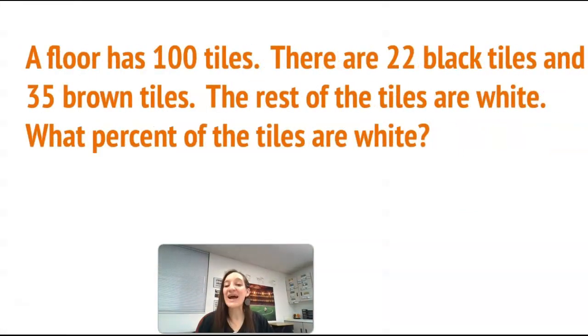All right, a floor has 100 tiles. There are 22 black tiles and 35 brown tiles. The rest of the tiles are white. What percent of the tiles are white? Find it.